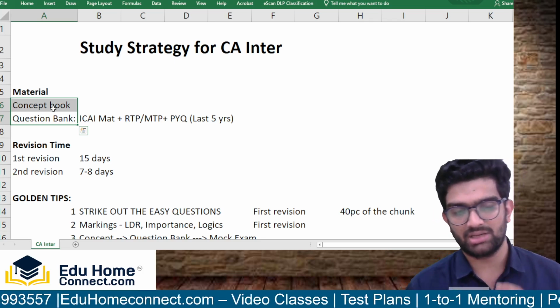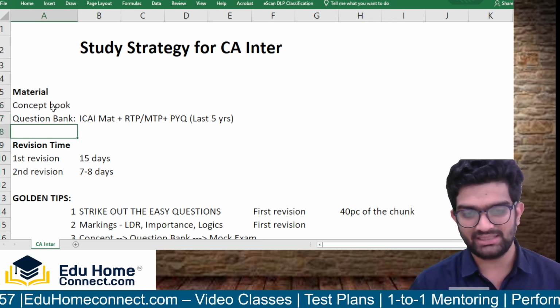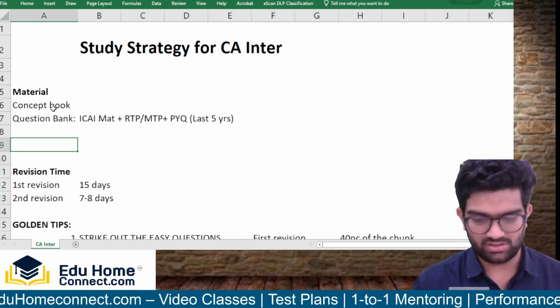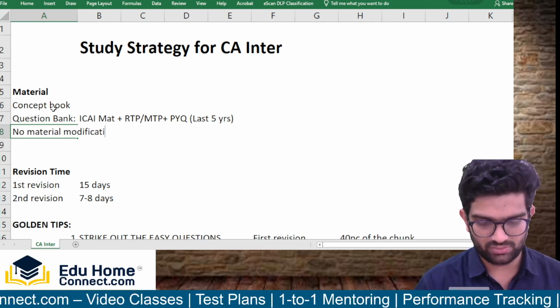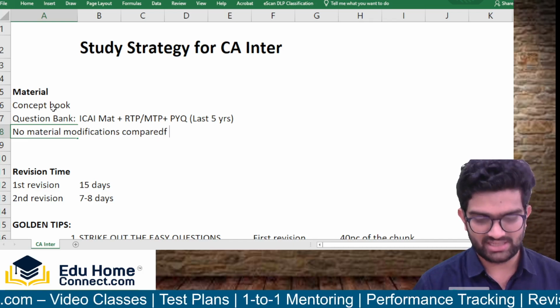Now, coming to your theory subjects, you need to choose a material where there are no material modifications compared to your ICAI material.